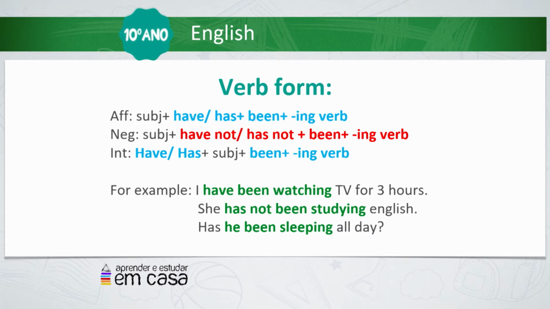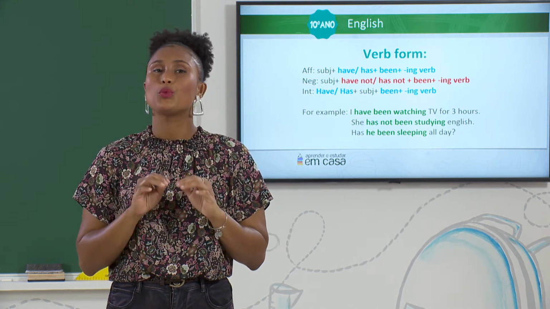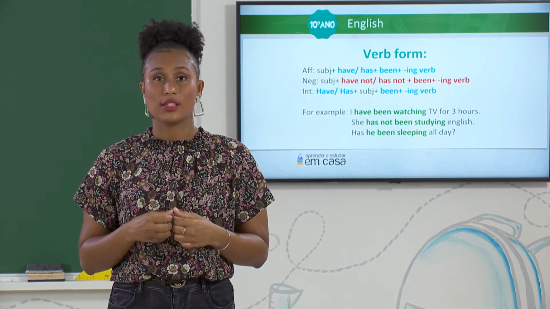The negative form, we have the subject plus have not, has not, depending on the subject, plus been, plus the verb ing. Example, she has not been studying English. Interrogative, remember, here we change the places of subject and have, has. Have, has, plus subject, plus been, plus ing of the main verb. Example, has he been sleeping all day? See, it's not that complicated. If you pay attention to how we form it, it will be very easy for you to write your sentence or even say it.